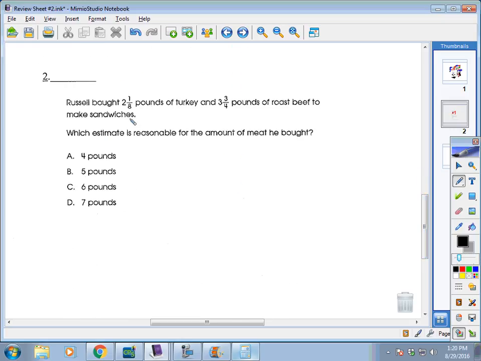Russell bought 2.5 pounds of turkey and 3 3/4 roast beef to make sandwiches. Which estimate is reasonable for the amount of meat that he bought? You should all realize that this would be an adding question because you're just adding the amounts of meat that was bought. Since it says reasonable estimate, we can estimate a little bit. I'm going to let you figure out if that's really close to 2 pounds or 3 pounds, and if that's really close to 4 pounds or 3 pounds, and then add them together.